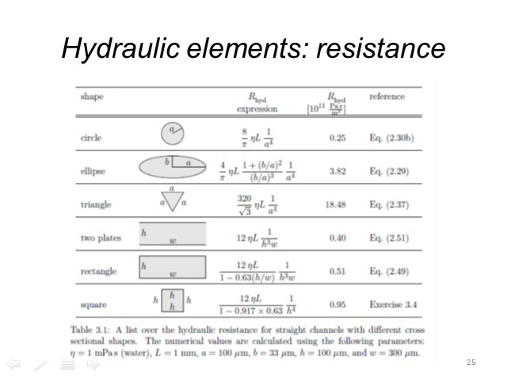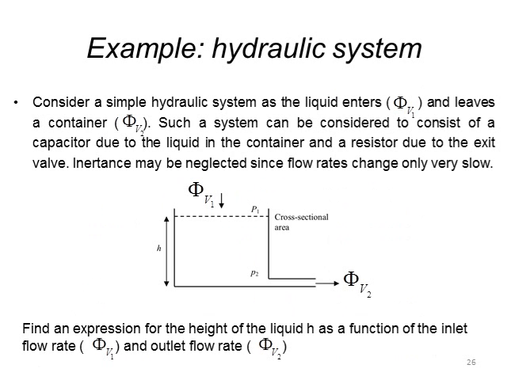Now if we have an ellipse or a triangle or just 2 plates or a rectangle or a square, the hydraulic resistance factor for laminar flow is quite different. So you have to be a little careful when you're calculating these systems to know the approximate shape of the hydraulic channel in order to estimate the hydraulic resistance. Okay, so those are the 3 basic components.